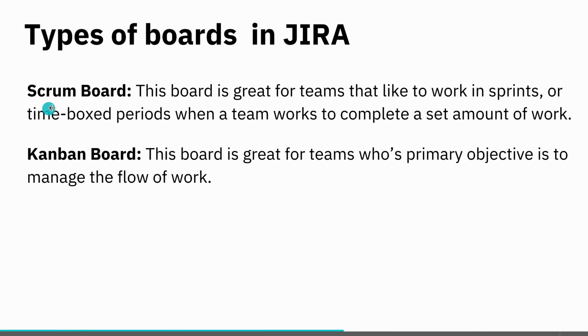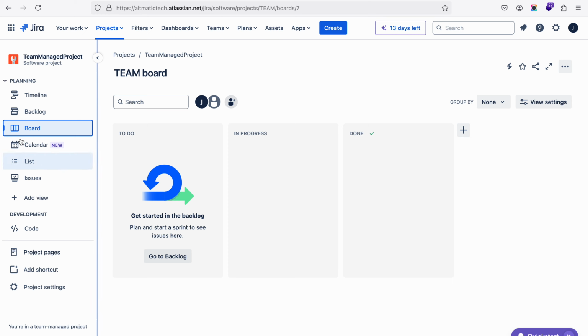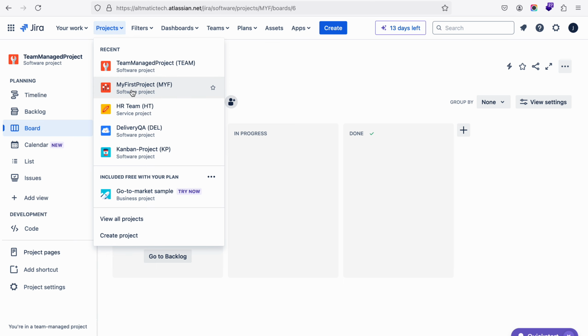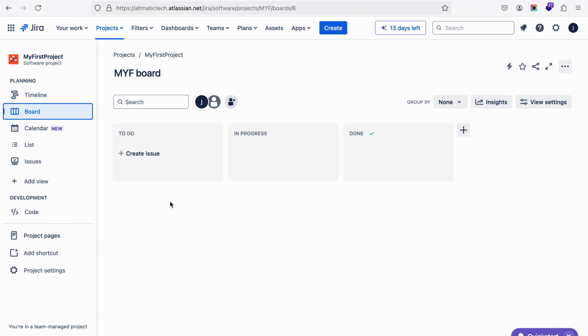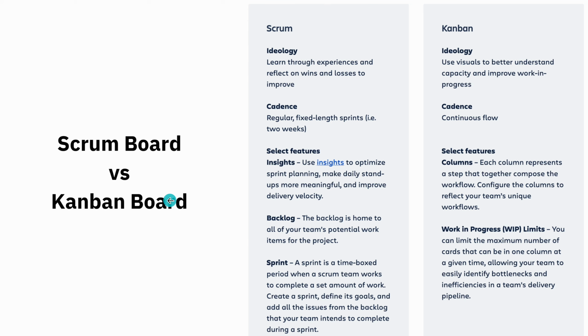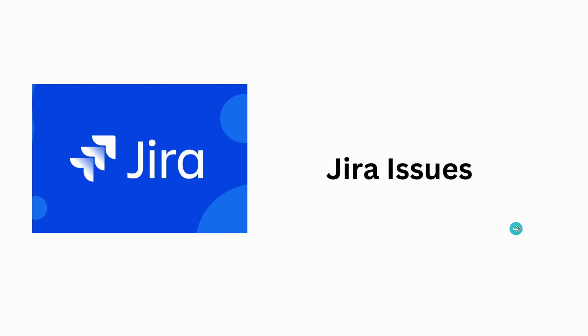There are two types: one is the Scrum board and one is the Kanban board. I have already shown you. In this board, there is a backlog, and in this board there will be no backlog, only issues. We already talked about Scrum and Kanban. In Scrum, learn through experience, reflect on wins and losses to improve. In Kanban, use visuals to better understand capacity and improve work in progress. So here backlog is there, sprint is there, insights are there. Here only columns and work in progress limits are there.